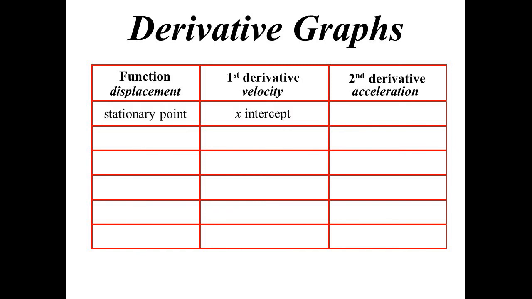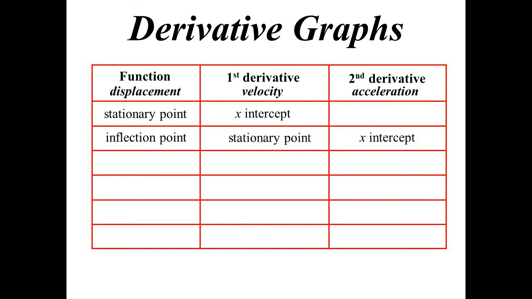All right, if we have a stationary point on our original graph, what does that tell us about the other two graphs? Well, we know stationary points occur when the first derivative is 0. So the velocity graph, well, I'm calling it an x-intercept. It'd actually be a t-intercept because our horizontal axis is time, but we get the intercept.